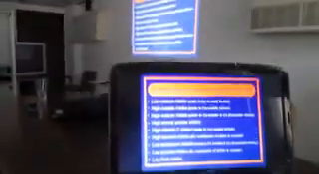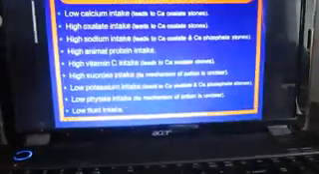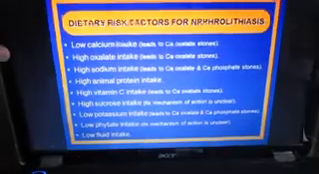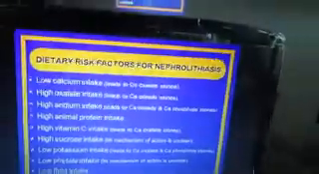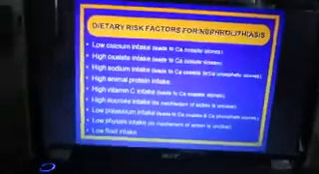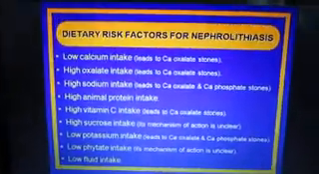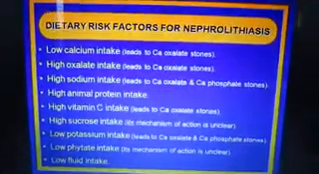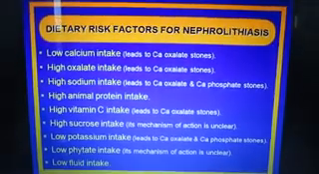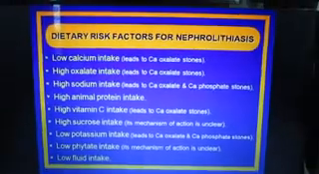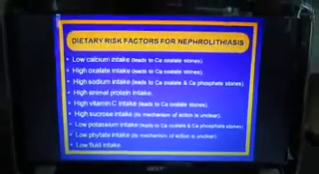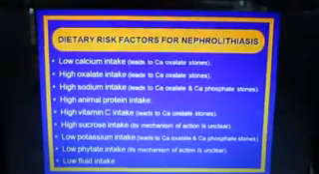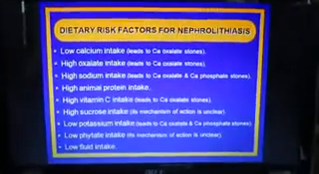High vitamin C intake increases calcium oxalate stones as it is transformed into oxalates in the blood. High salt intake and high sucrose intake, the mechanism of action is unclear. Low potassium intake leads to calcium oxalate and calcium phosphate stones and leads to decreased calcium reabsorption. Low phytate intake, its mechanism of action is unclear.